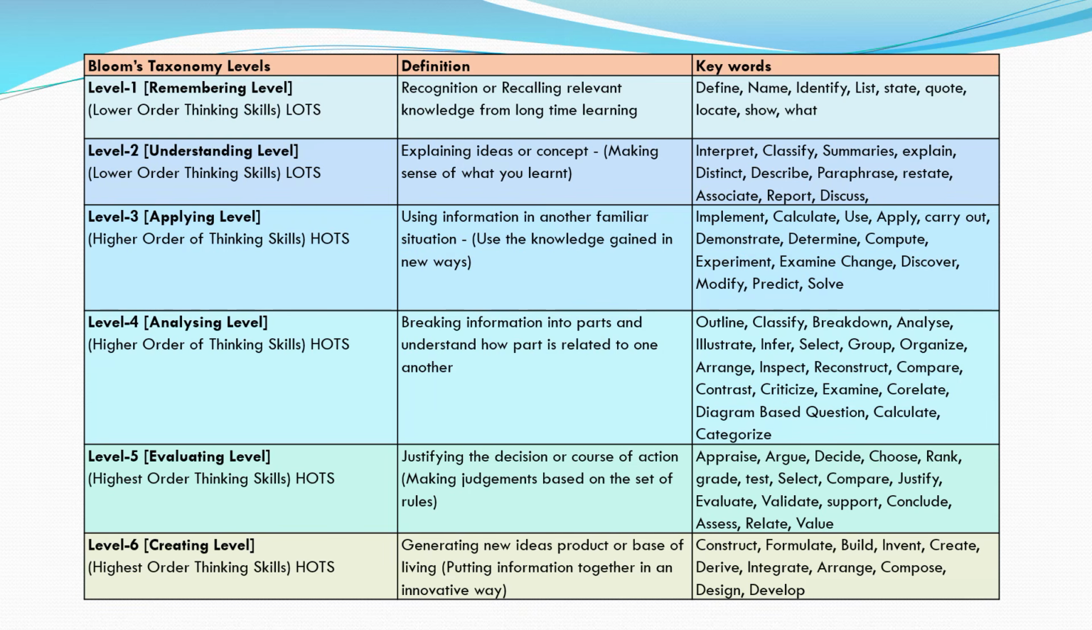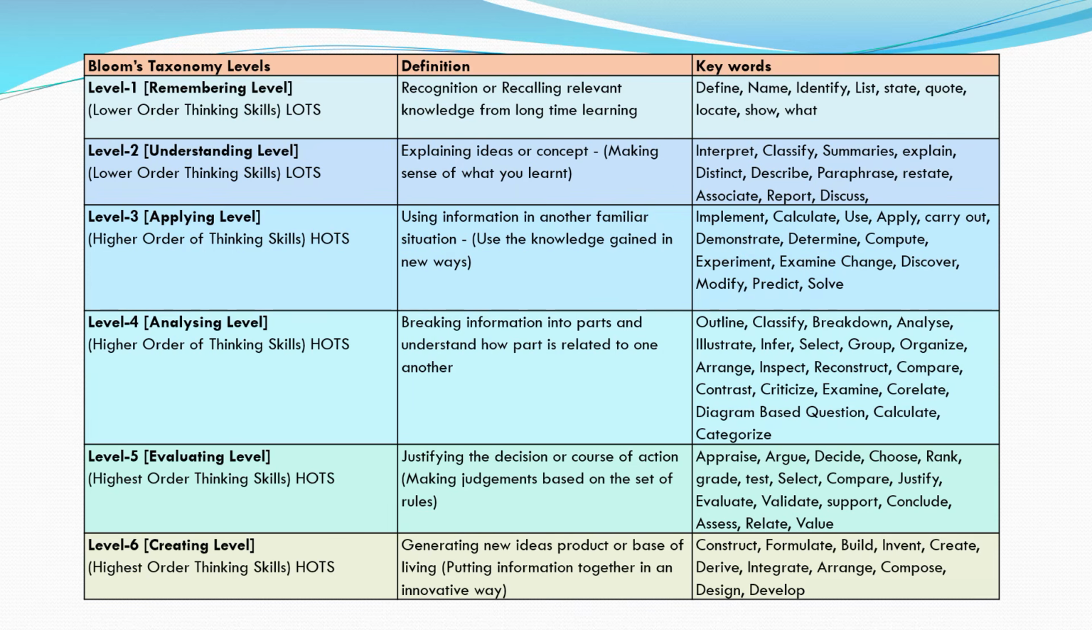This is the Bloom's taxonomy level. First, we can see level one, which is the remembering level, a very lower order thinking skill. In this level there is only recalling and recognition of knowledge which comes from a long time of learning, and these are a few keywords which we can use when preparing questions. Mainly the keywords are define, name, identify, list, state, quote, locate, show and word.